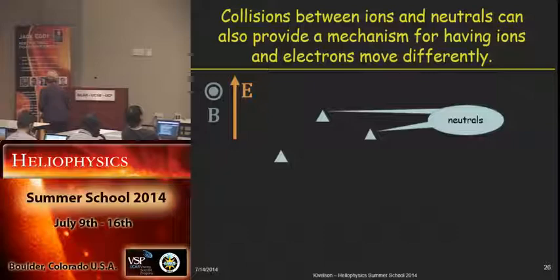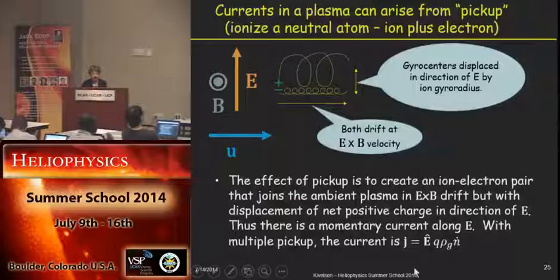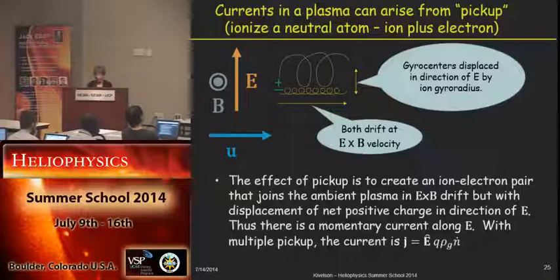Okay, so that was a peculiar current. It's a current in the direction of E. It's very transient. So you really have to have a rather large pickup rate to make this be a current that is significant. But I believe it gives you a pretty good idea, despite the fact that some of my colleagues questioned it, of how you make a current in the direction of the electric field.